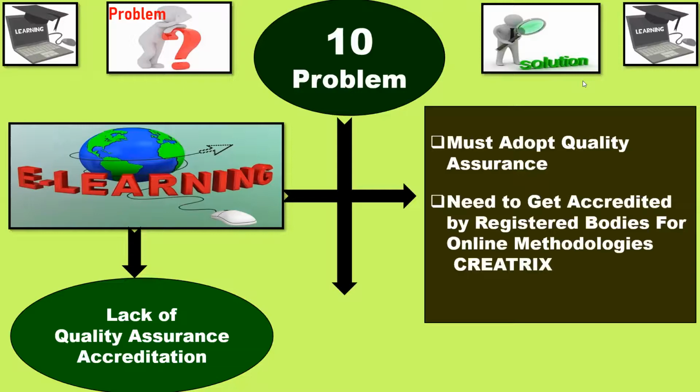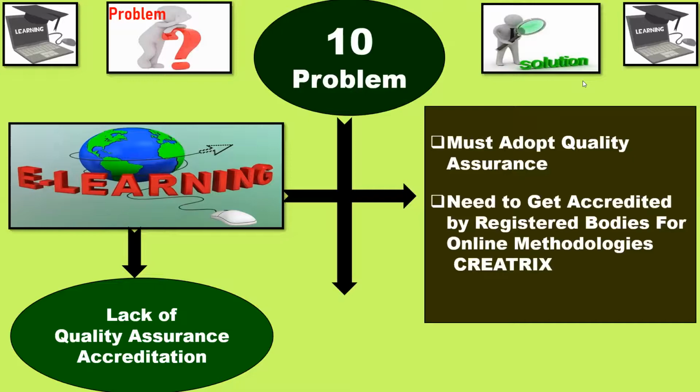So to avoid this problem, we need to adopt quality assurance by having special and exclusive thorough verification of our e-contents by other domain experts, colleagues, or any third party. Next one, each and every online activity we should get accredited by registered bodies for online methodologies. That means whatever online methodologies we follow should also get accredited, so that it will give confidence.